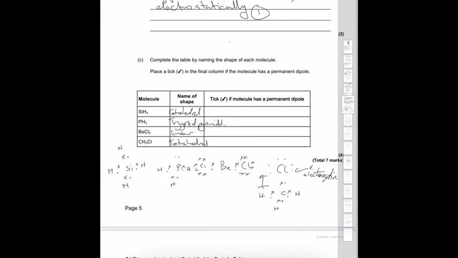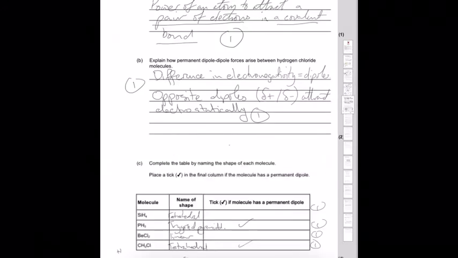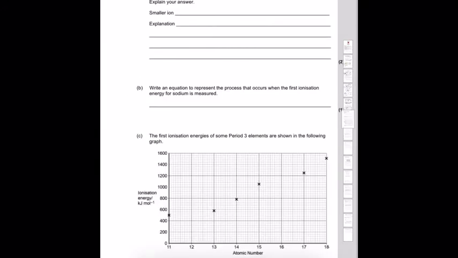So we can tick PH3, because that's got a dipole across it. And we can tick tetrahedral. Marks would be 1 for each row getting it correct. So tetrahedral not ticked, trigonal pyramidal ticked, linear not ticked, and tetrahedral ticked. Right, next question.